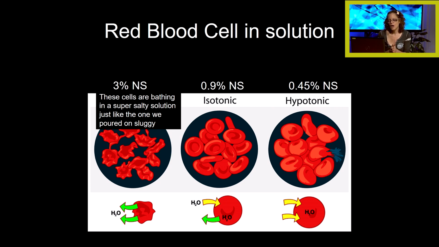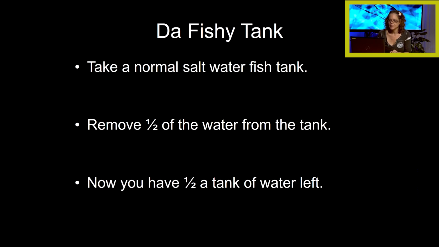In the case of our isotonic solution, we have a really nice balance of the water in and out. And in the hypotonic solution, if we put our blood cell in that 0.45% normal saline, what we can have is too much water ending up inside the cell, and the cell will swell up. So that's the case where we're worried about that cerebral edema, that swelling.